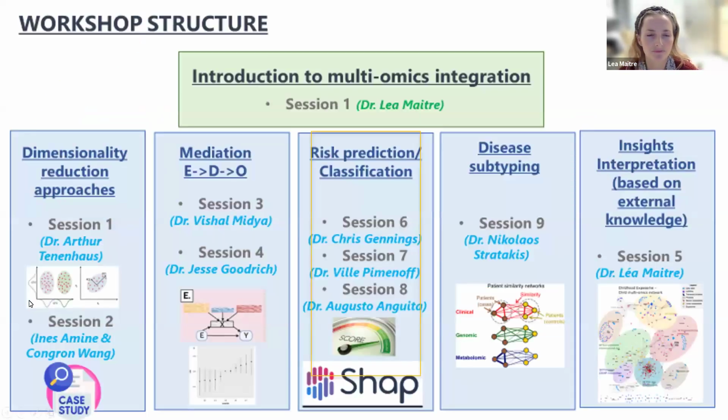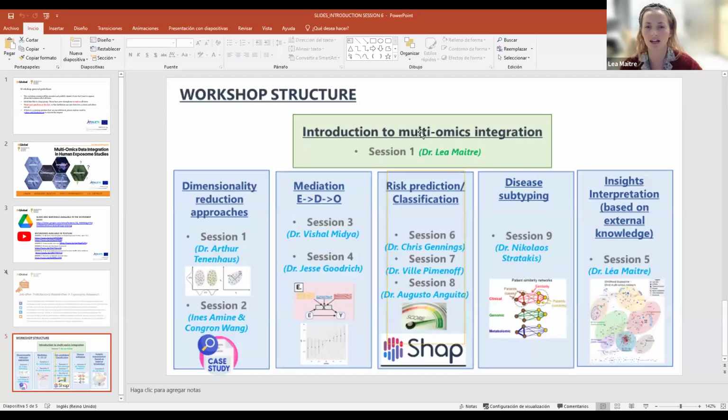And here we are almost at the end of this workshop series, and we are in the risk prediction classification types of method. We had the first presentation from Chris, Janine, and Anna on using more weighted regression scores, then by Ville, which was focused more on the metagenome and other type of exposome data. And today the session is going to be on the multi-omic prediction using machine learning. And the speaker is Augusto Anguita.